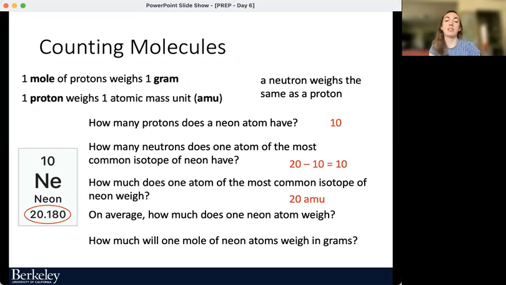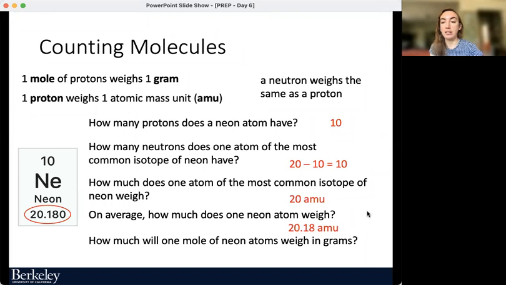But now we're moving to the average. So how much does one neon atom weigh on average? If I take all of the neon atoms in the world and average their mass, I'll end up with 20.18 atomic mass units. So that is what this number on the periodic table means. I've taken all of the atoms of neon that I could find in the world, and the average mass will be 20.18 atomic mass units.